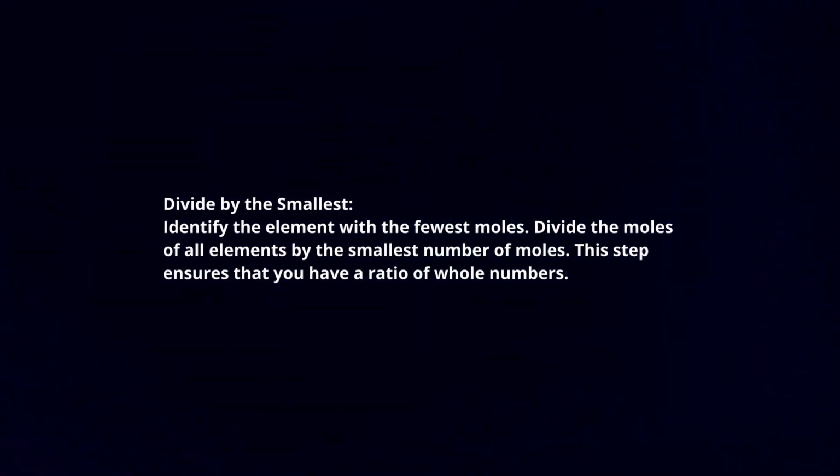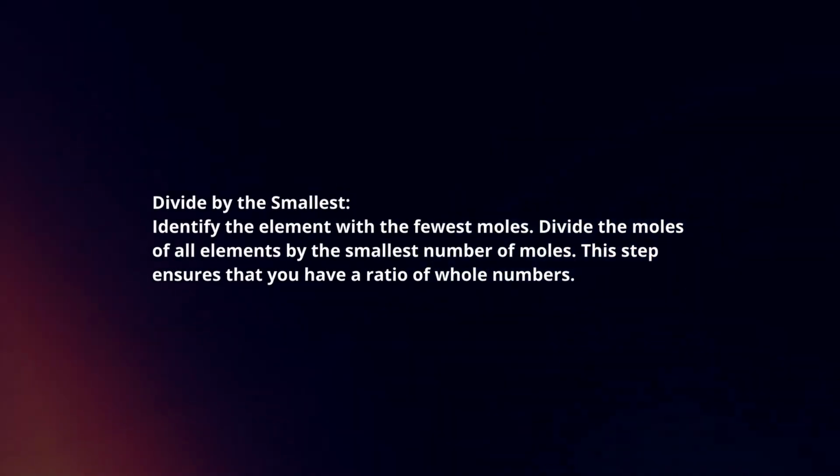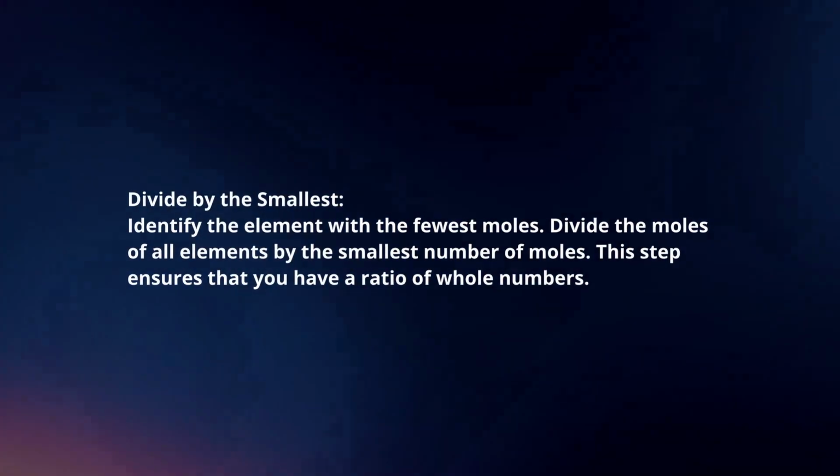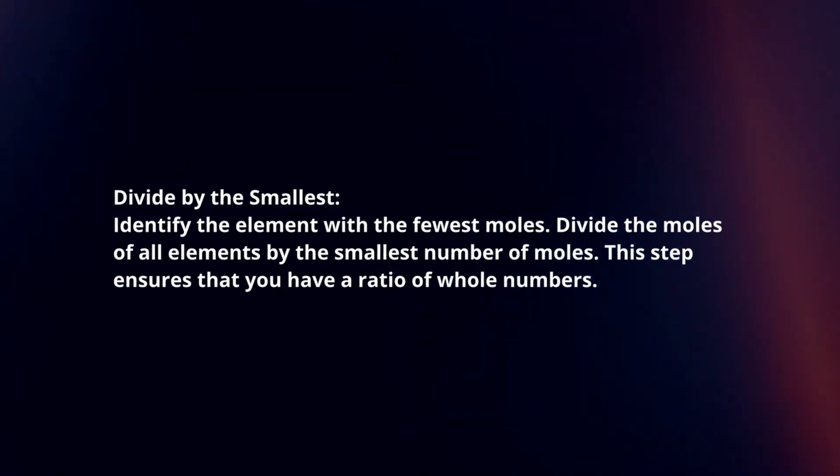Divide by the smallest. Identify the element with the fewest moles. Divide the moles of all elements by the smallest number of moles. This step ensures that you have a ratio of whole numbers.